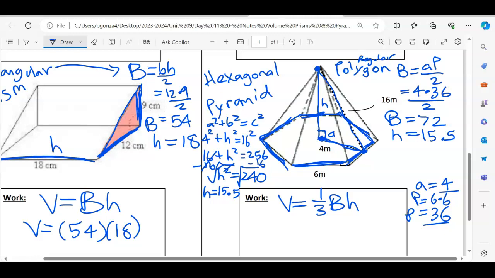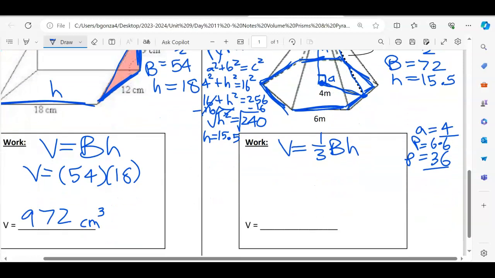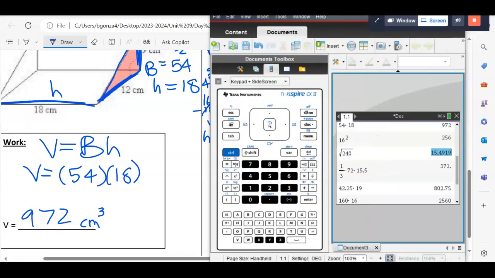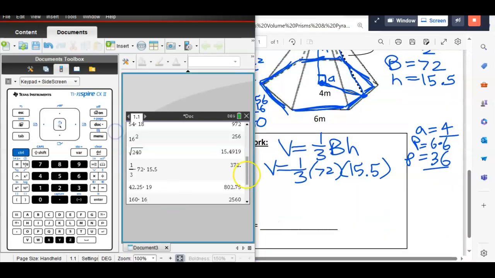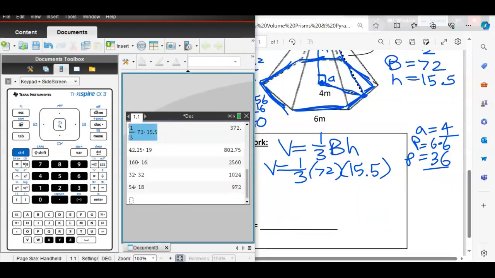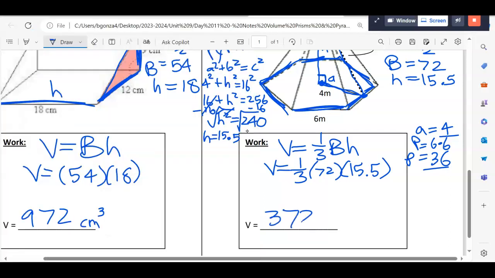Now that I have b and h, all I got to do is plug it in my calculator. 1/3 times 72 times 15.5. I did that earlier, and I got 372. And my units of measure are meters cubed. Cool. That's it for our volume notes of prisms and pyramids.